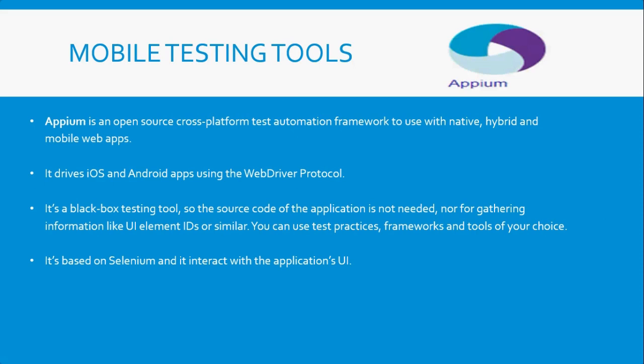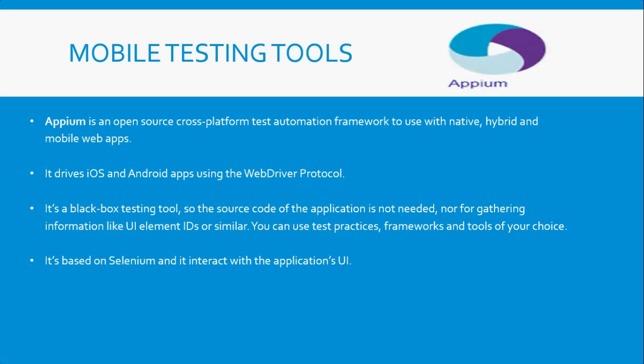Now, Appium drives iOS and Android apps using the WebDriver protocol. So it works on the back of WebDriver, which you have learned in your automation classes. It's a black box testing tool. So you don't need the source code of the application to use Appium, and you also don't need the source code for gathering information like UI elements, IDs, or anything.